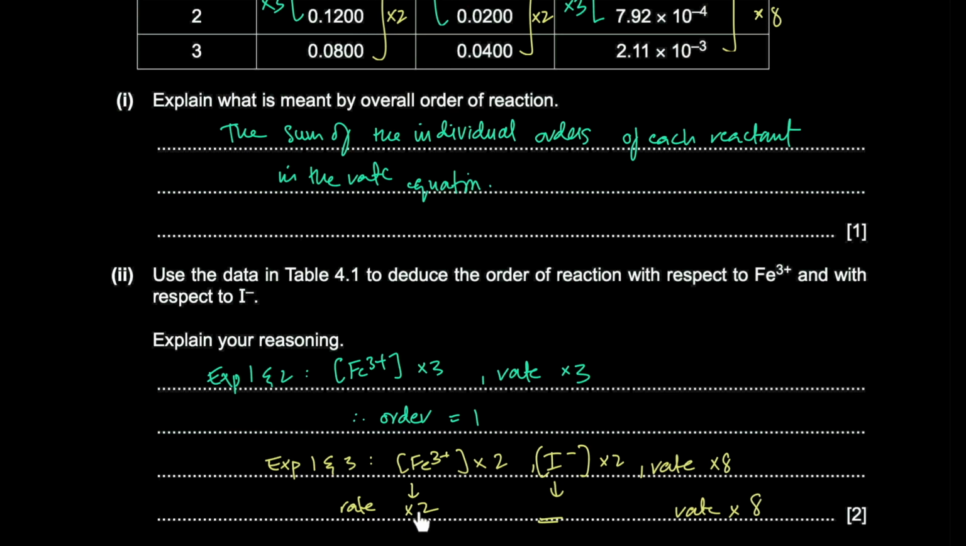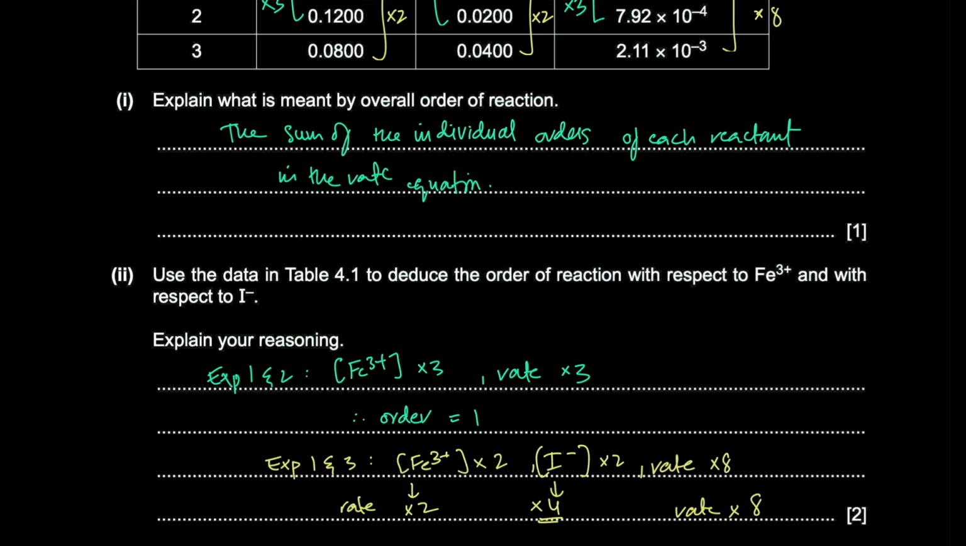Now, if the rate doubles because of the Fe3+ doubling, and overall the rate increased by a factor of 8, that means changing the concentration of iodide increased the rate by a factor of 4. Doubling Fe3+ means the rate doubles, and doubling I- means that the rate quadrupled. So the overall effect is 2 times 4, which is 8.